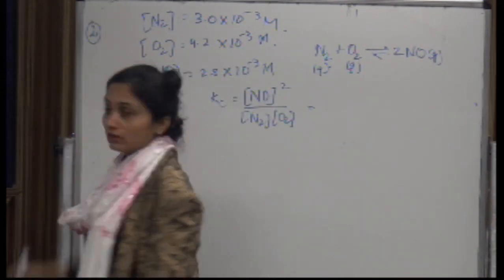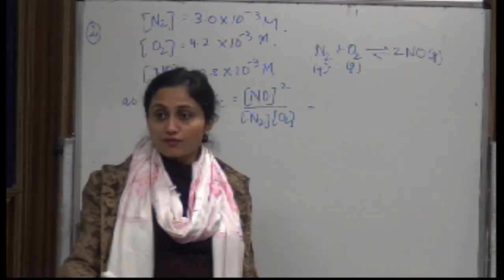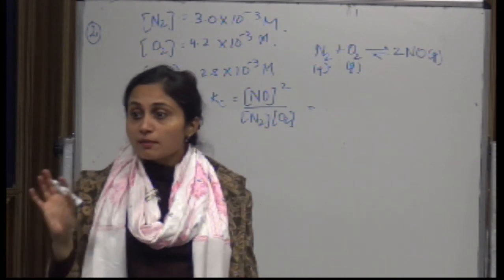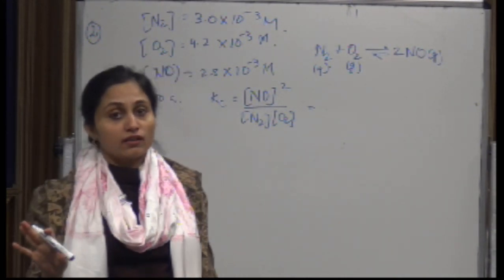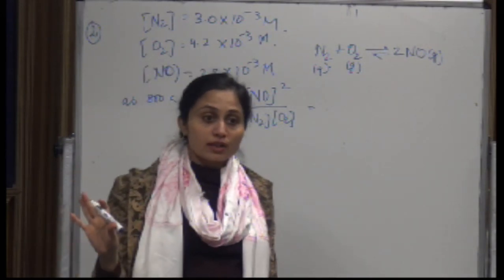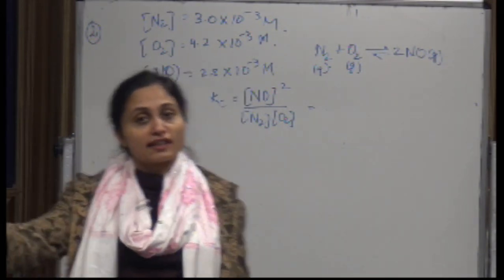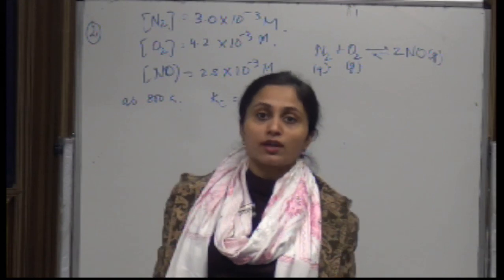Simple. This is again very simple. You just have to simply substitute the values. Make sure that you know how to write down the equilibrium constant properly, because once you're able to write down the equilibrium constant properly, then that means the entire chapter will be very easy to understand.